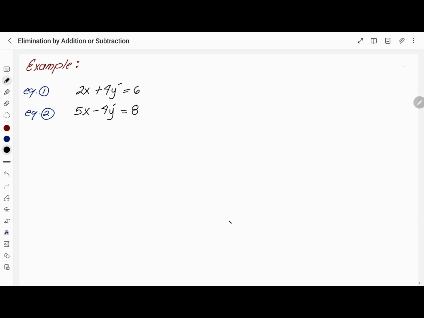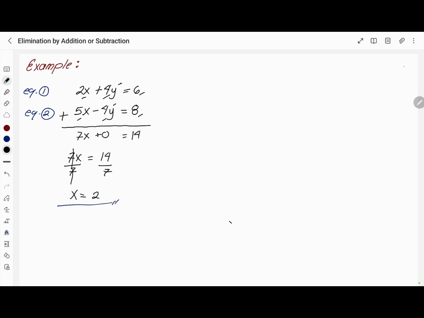Then apply addition. 2x plus 5x, that would be 7x. Then 4y minus 4y, so 0. Then 6 plus 8, that is 14. So we now have our new equation, 7x equals 14. To get the value of x, divide both sides by 7. Therefore, x equals 2.